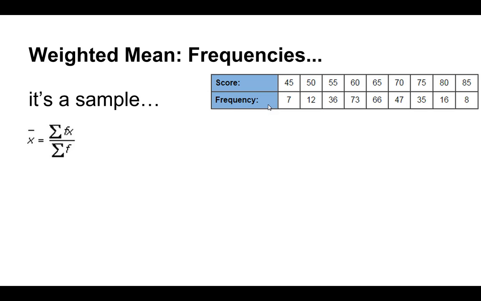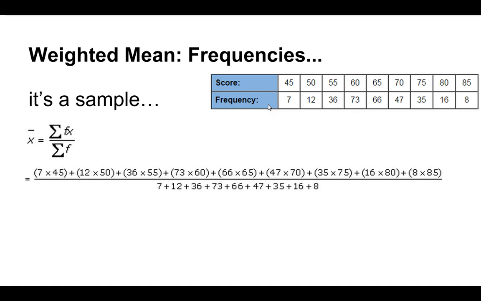Now, we start with our weighted mean formula. x bar is the sum of f times x all over the sum of f. So let's take a look at what that means in practice. So here is the expansion of the two summations.